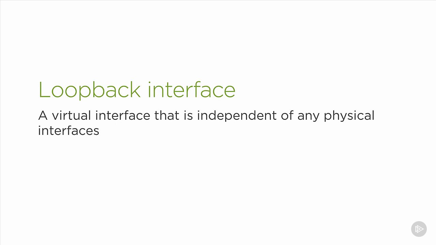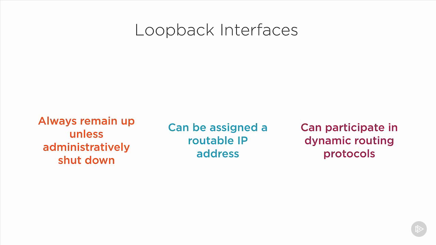A loopback interface is a virtual interface that is independent of any physical interfaces. That means that a loopback can remain in the up state even if all physical interfaces on a router are down. In fact, once you create a loopback interface, it will remain up at all times unless it is administratively shut down. A loopback can also be assigned a routable IP address, just like a physical interface, and it can even participate in dynamic routing protocols. So let's go to R1 and R4 and configure these loopback interfaces for the customer.